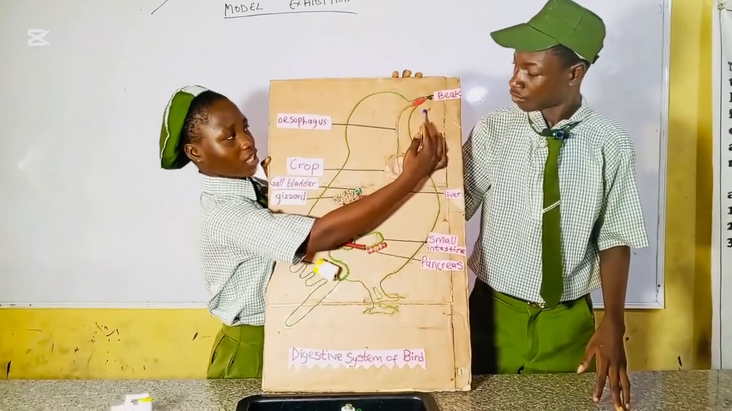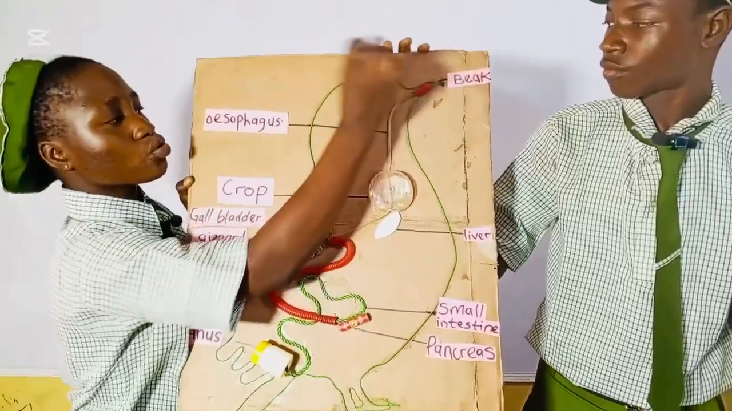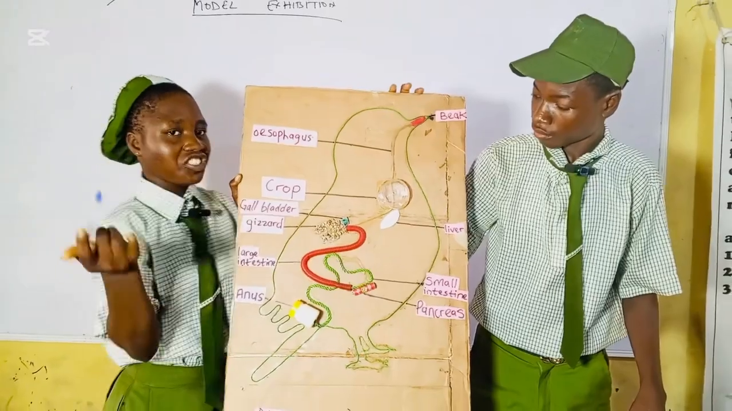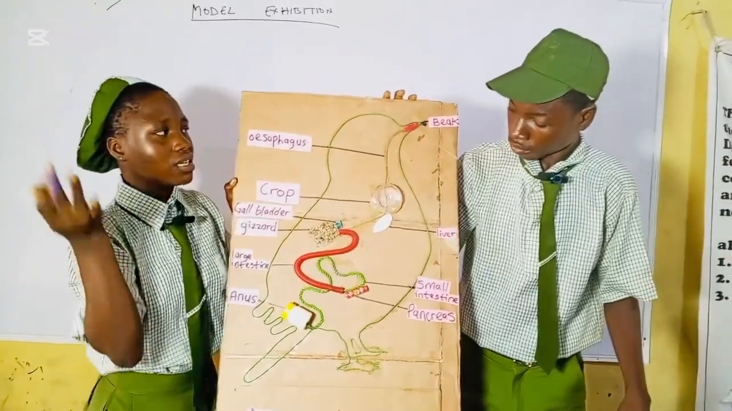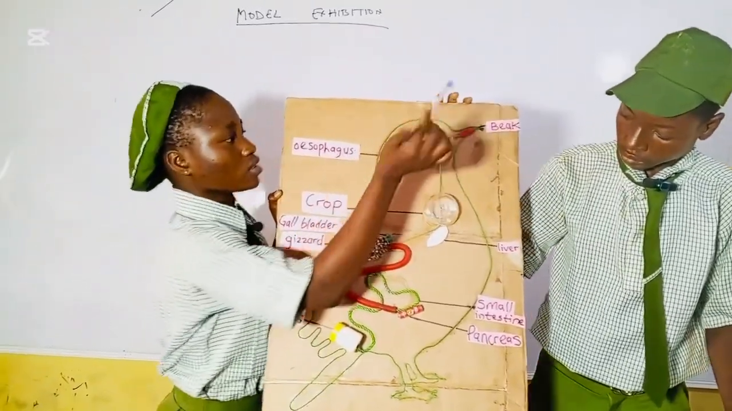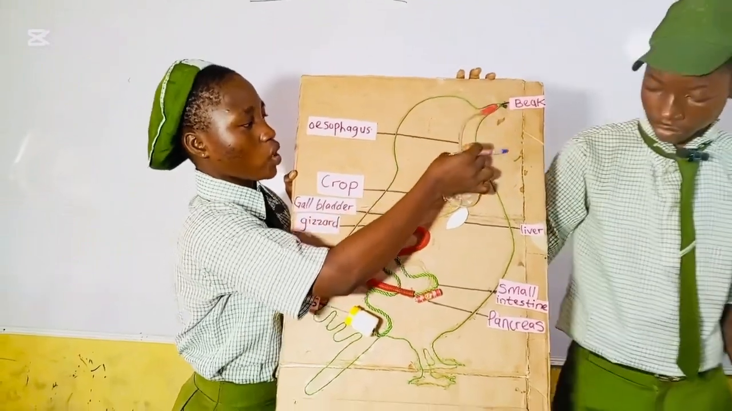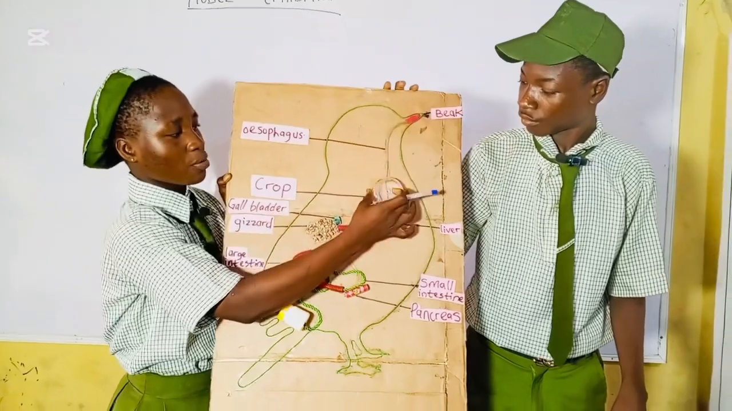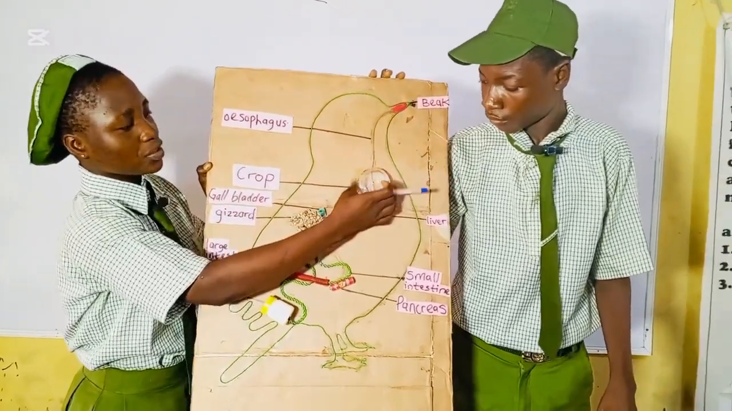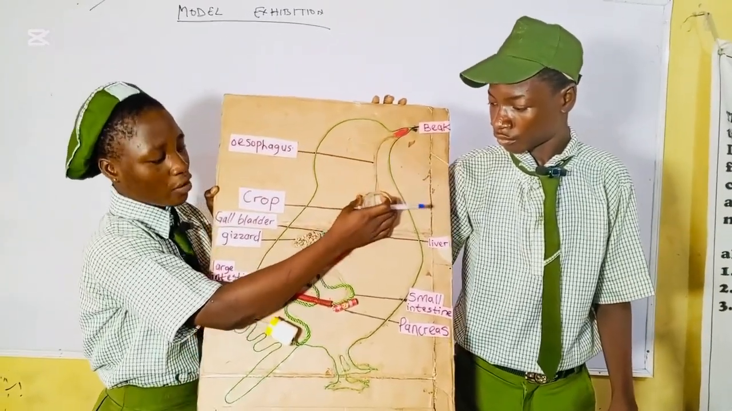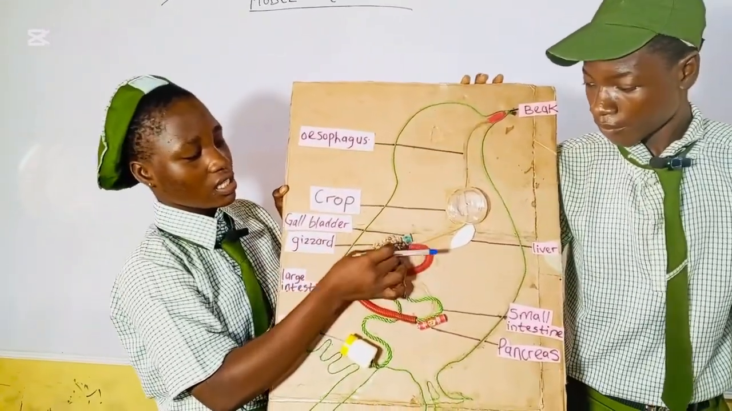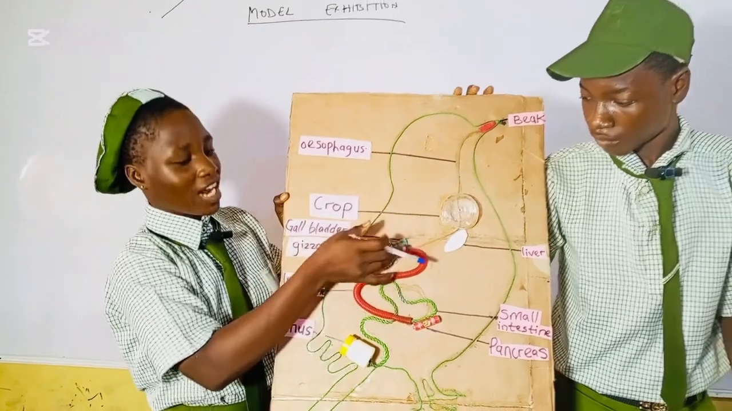And here we have the beak, an organ used to pick food, e.g. rice, millet, maize, grains, and so on. And here we have the esophagus. This is the passage of the food from the beak to the crop. And here we have the crop. The crop is where the food is stored temporarily before being sent to the gizzard. The gizzard is a muscular organ which grinds food.